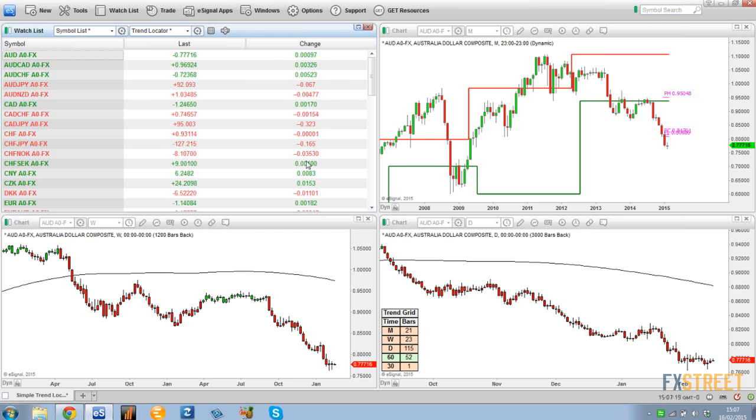Now, the screen setup that you see in front of you is my watch list on the left-hand side, monthly on the top right, weekly bottom left, and daily bottom right. So what I'm looking at is a much bigger picture. I don't ever go down to the lower time frame. The monthly and the weekly give me trend direction, and the daily is where I enter and, most importantly, where I manage my stops, or where I exit.